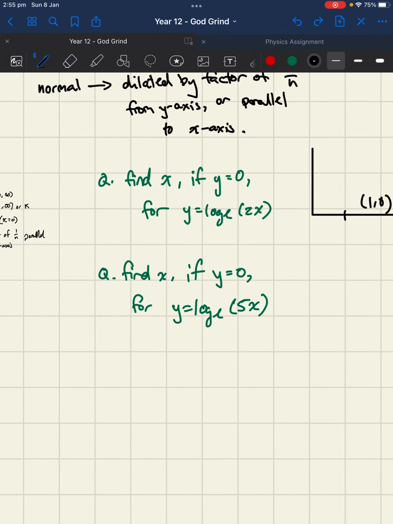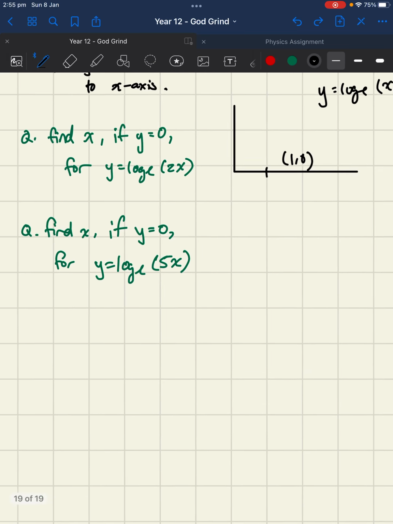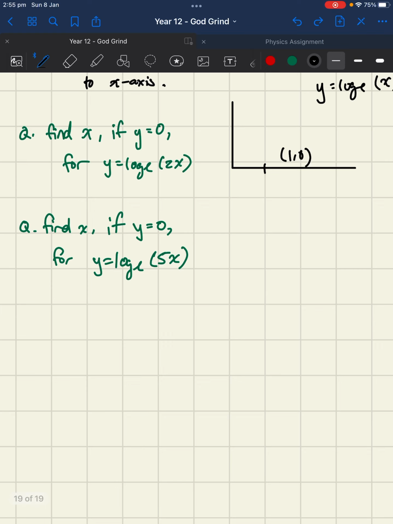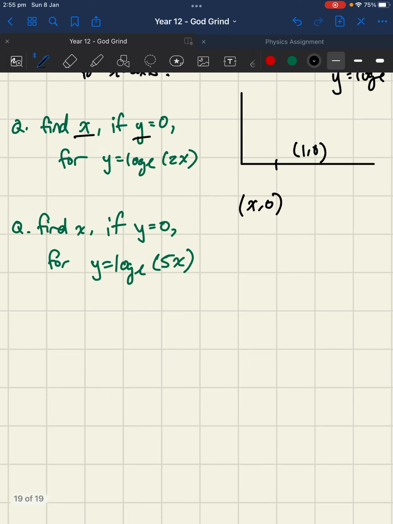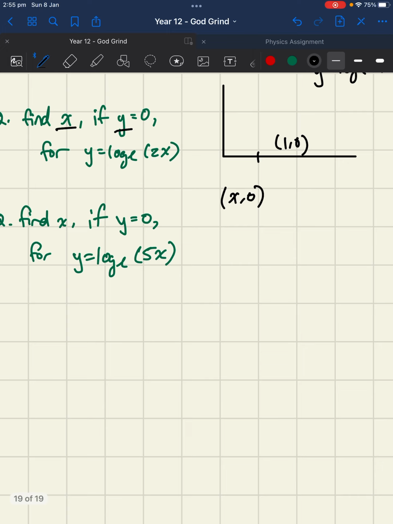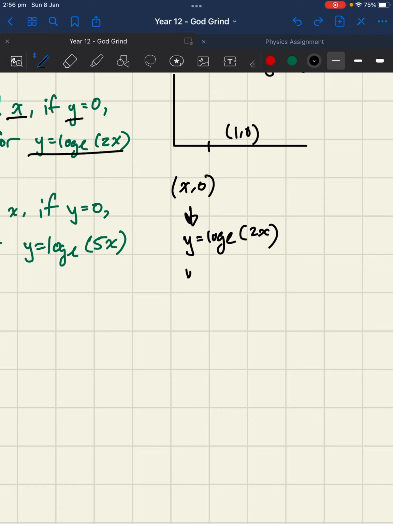Now, what we're going to do is see a pattern. This is for you, my future self, and if anyone else is watching this, possibly. So, find x if y is equal to 0. We have to find x, and we know y is 0, so that's our coordinate. Now I'm going to find it for y equals log e of 2x. We just plug in y equal to 0, so 0 equals log e of 2x.